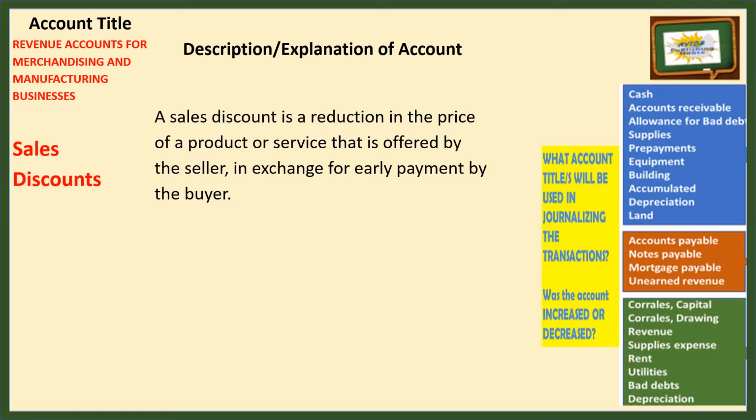So, sales discounts and purchase discounts are both cash discounts. The term changes depending on who is recording the transaction. If it is the seller who is recording the transaction, it is called sales discounts. If it is the buyer who is recording the transaction, it is called purchase discounts.